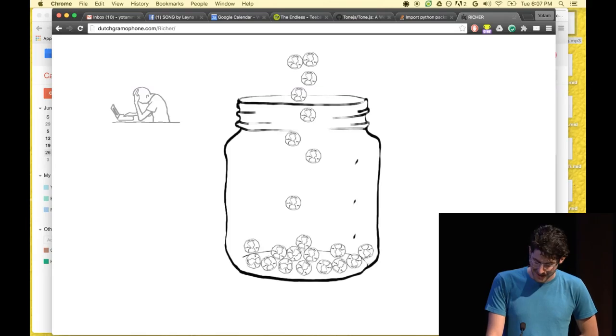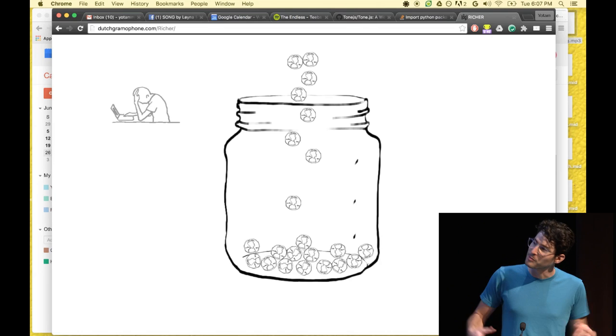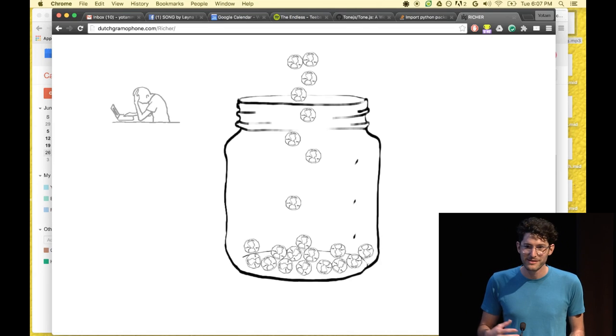So Richer is an earlier piece with the same collaborator, and similarly about appropriating these everyday technologies and recontextualizing the habits that the technologies impose on us. So I make my money essentially typing and clicking. I work on the computer all day.